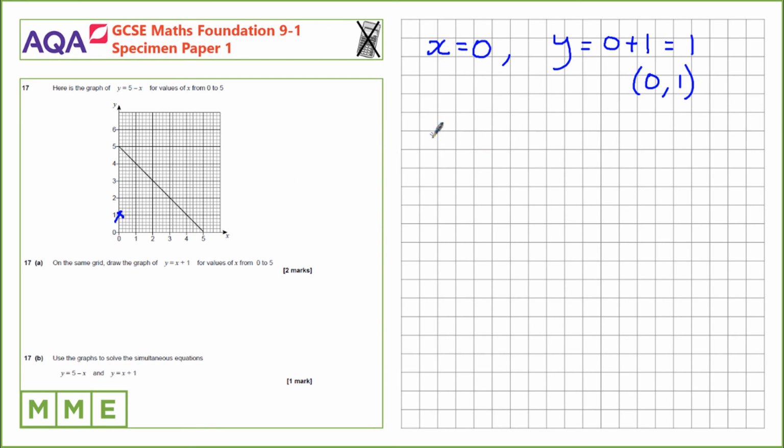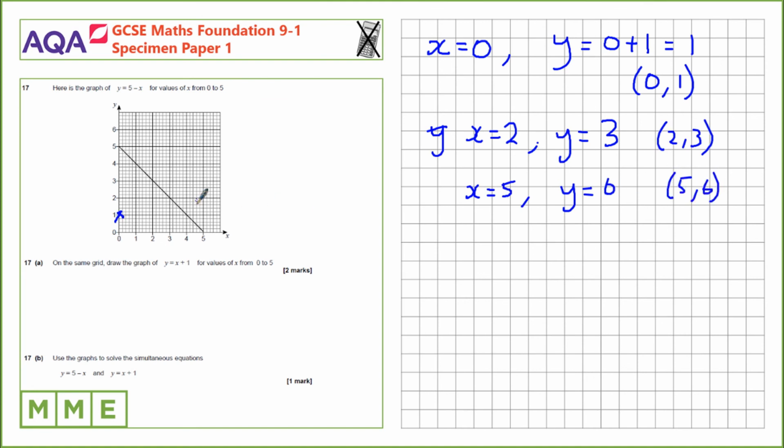Next, let's put in another point. For example, if x equals 2, then y equals 3 in the same way. So we can plot 2, 3. Let's put another point in there just to be sure. If x is 5, then y is 6, so we can have 5, 6. So I'll plot 5, 6. And then we need to join those up with a straight line.